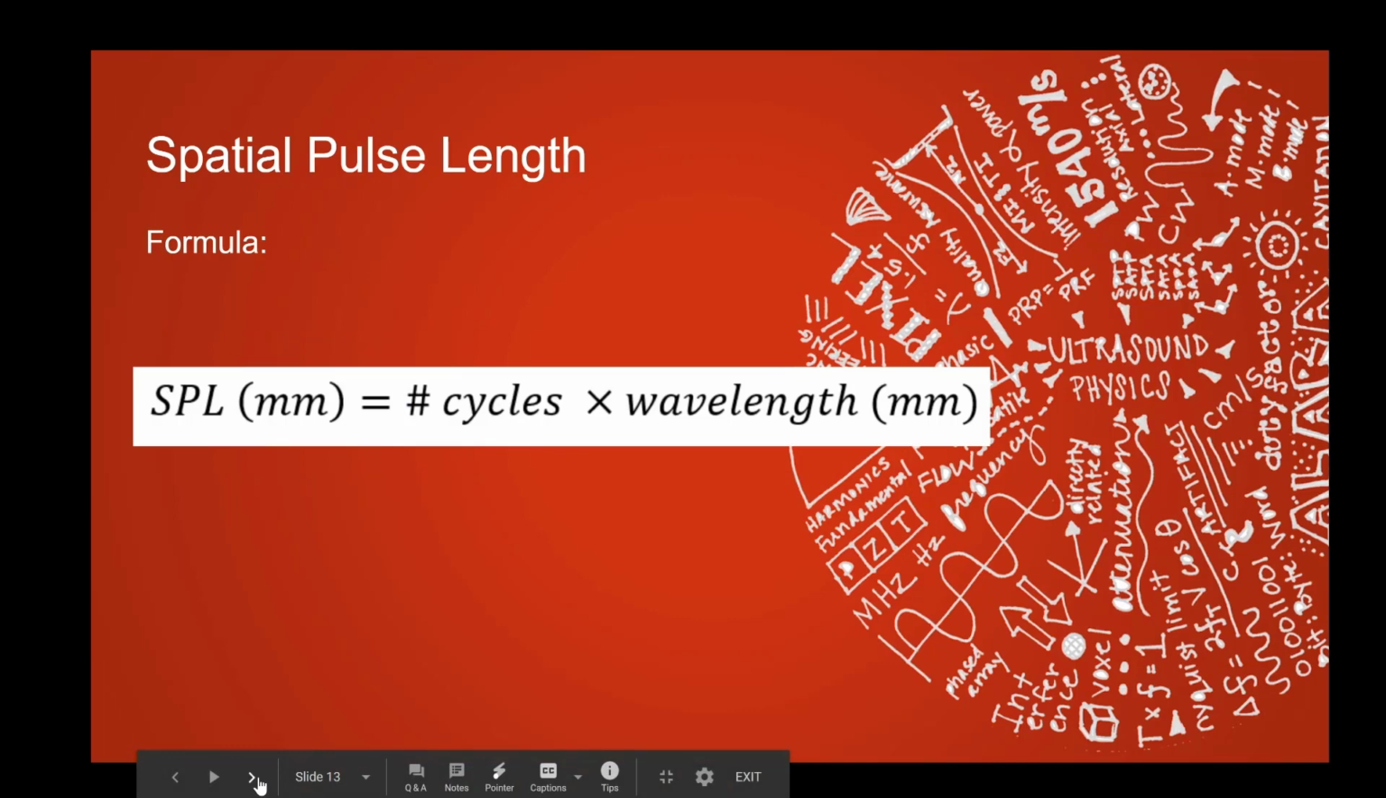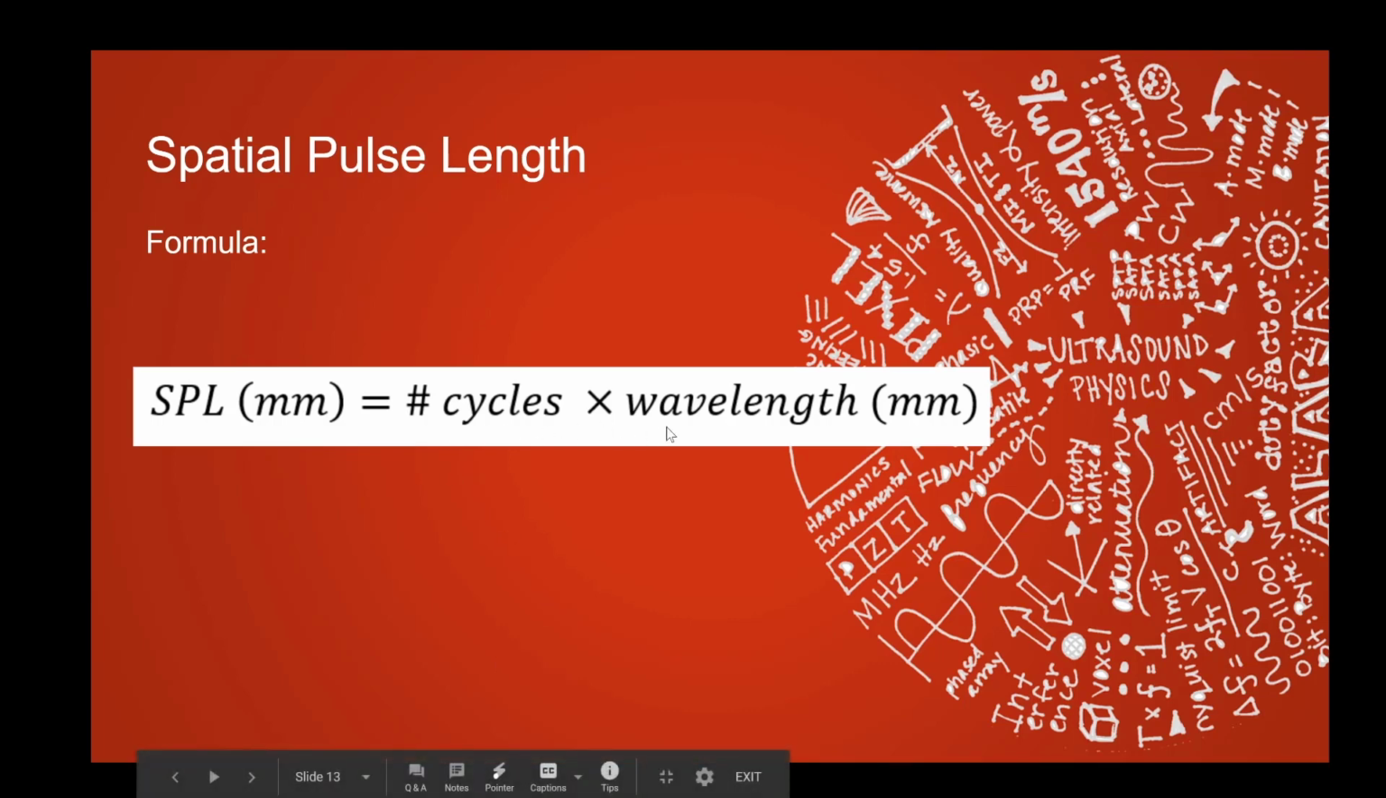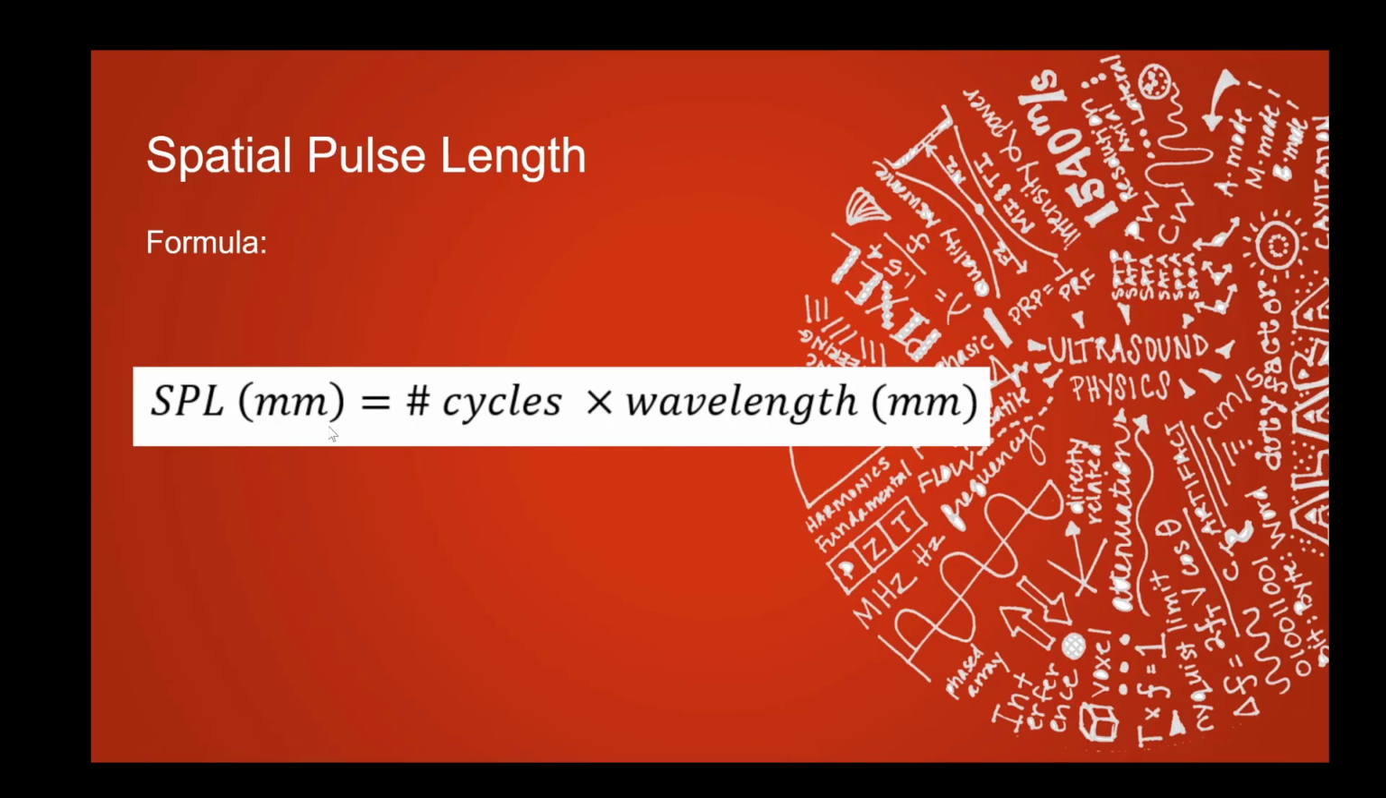And then here is our formula for spatial pulse length. And again, we can see kind of what we just talked about. When we have two items that are multiplied against one another to get our final answer, these are all going to be directly related. So the number of cycles increases, then SPL is going to increase. If wavelength increases, SPL is going to increase.